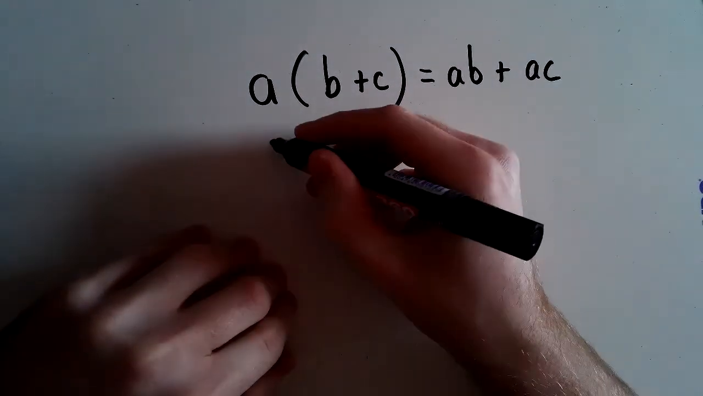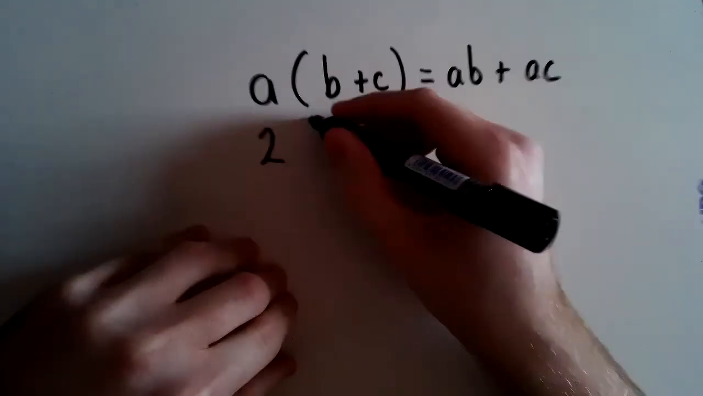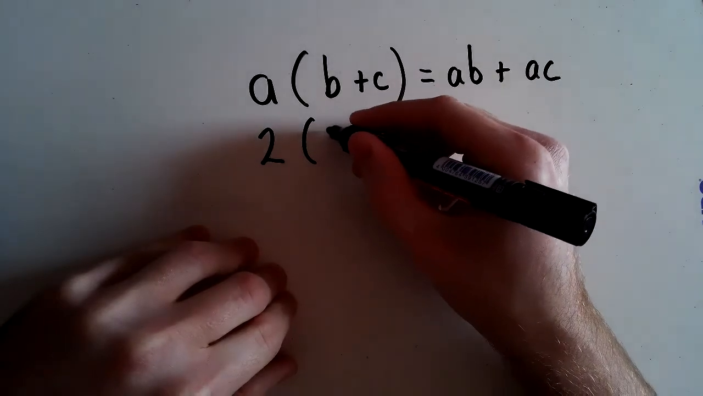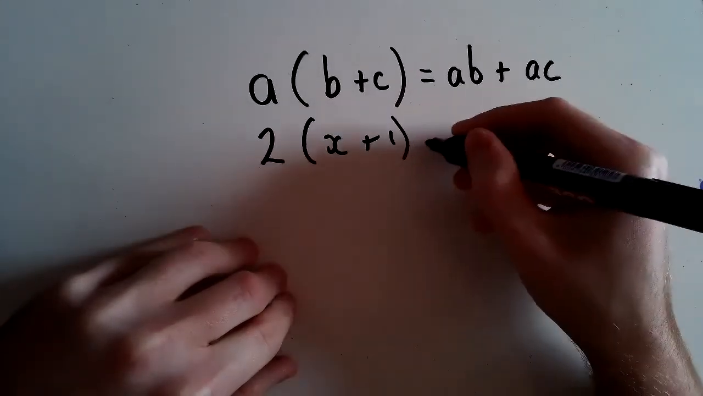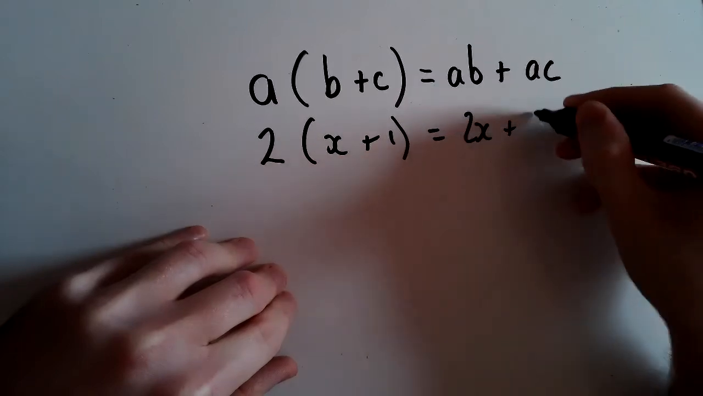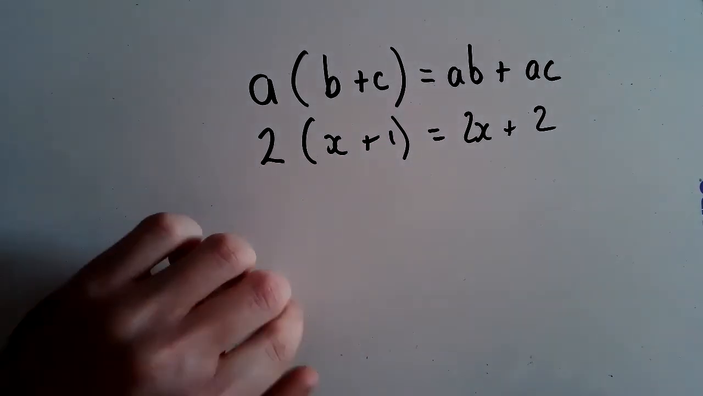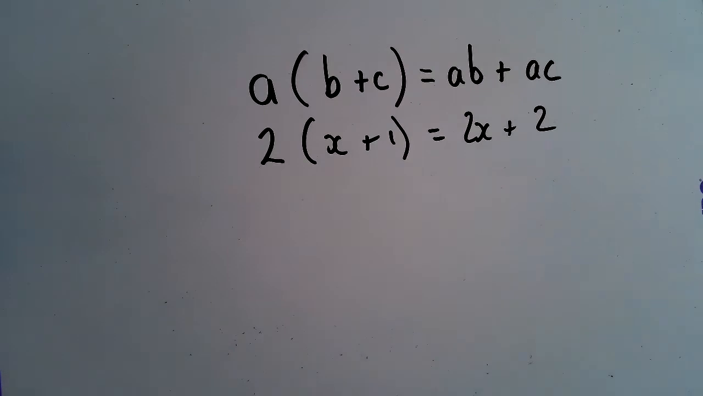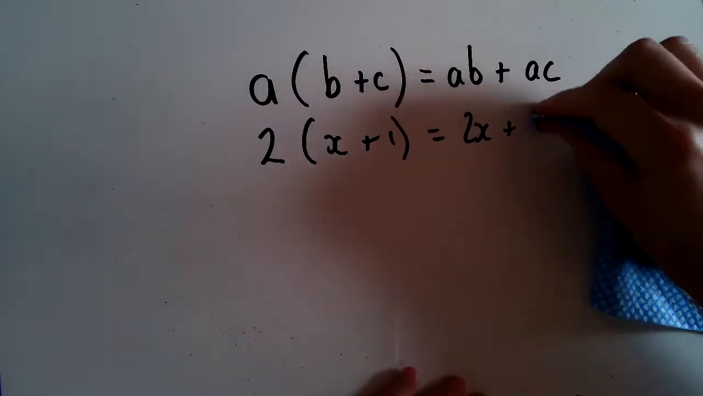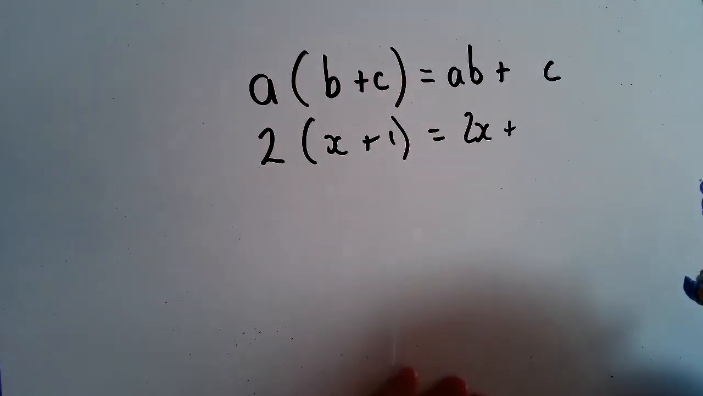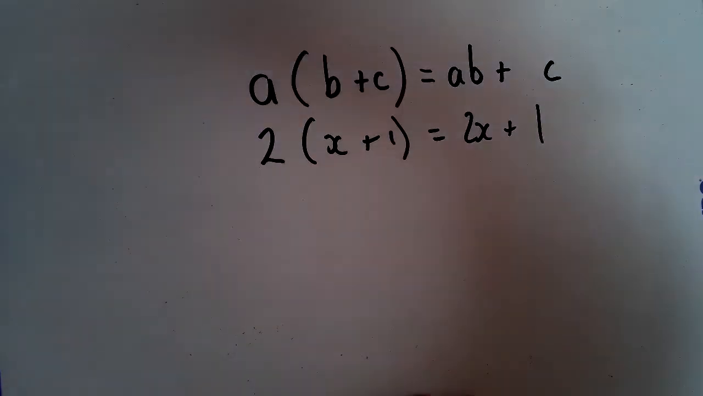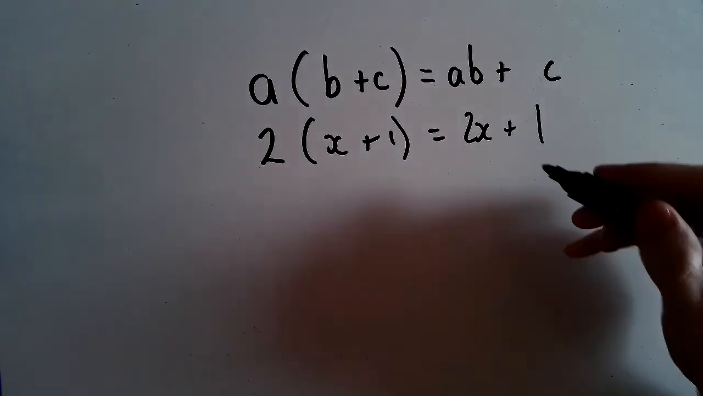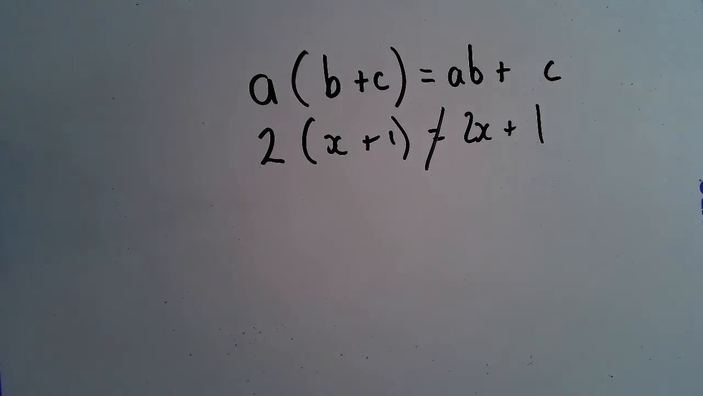So, for example, 2 lots of x add 1 would give you 2x add 2. Now, the biggest misconception of this is people always forget to multiply this last bit as well. So we'll just leave it like that. So 2x add 1, that's not equal to it anymore.